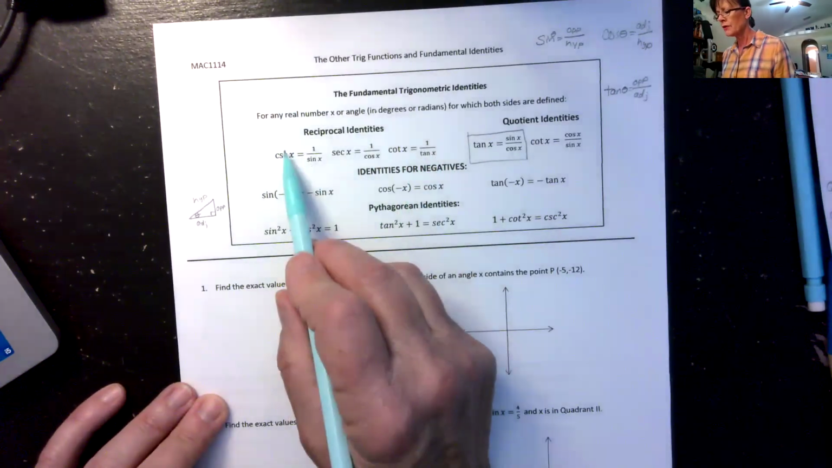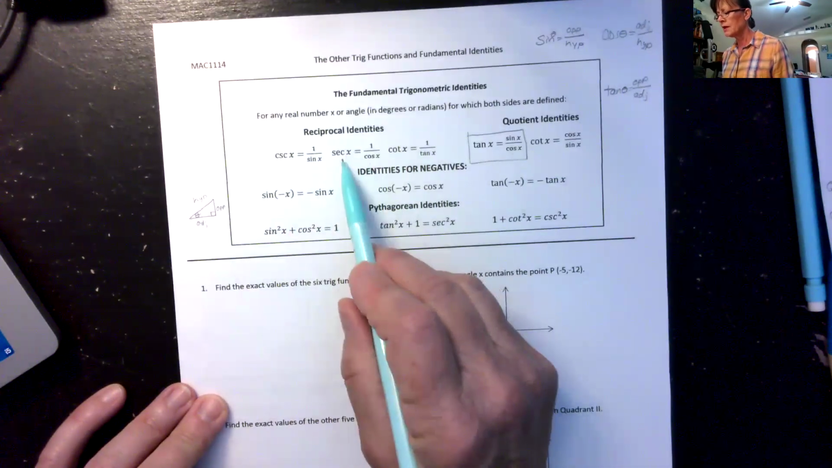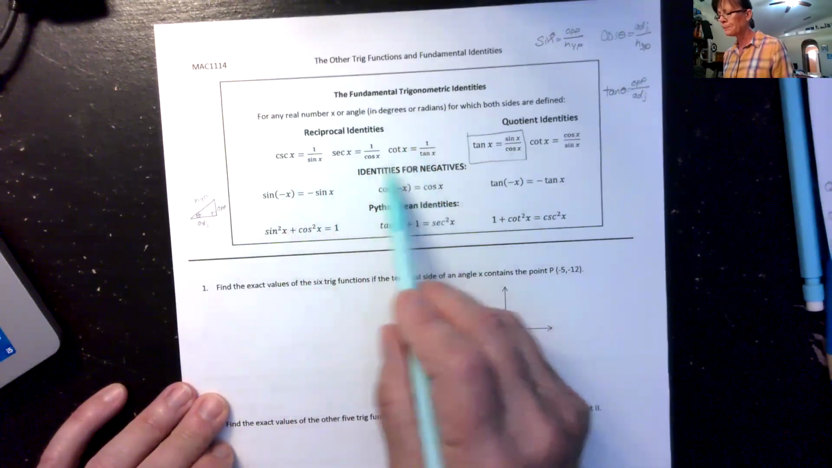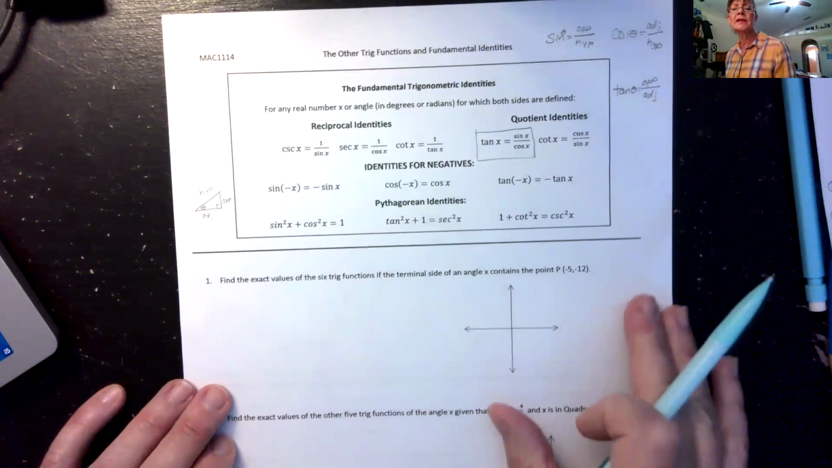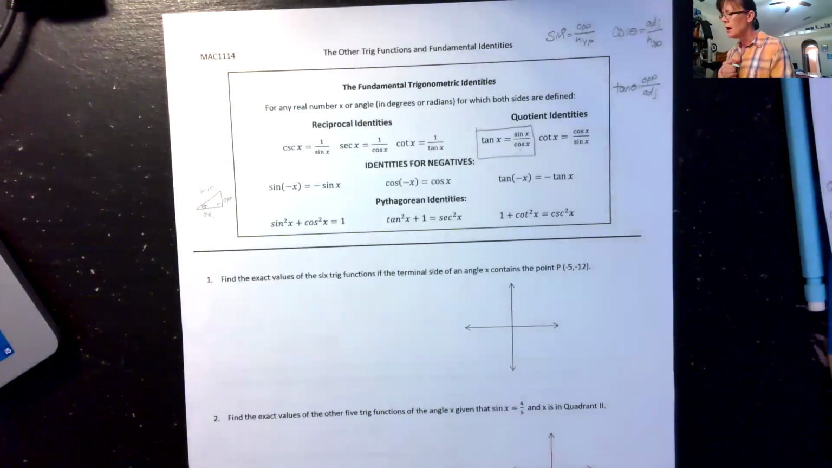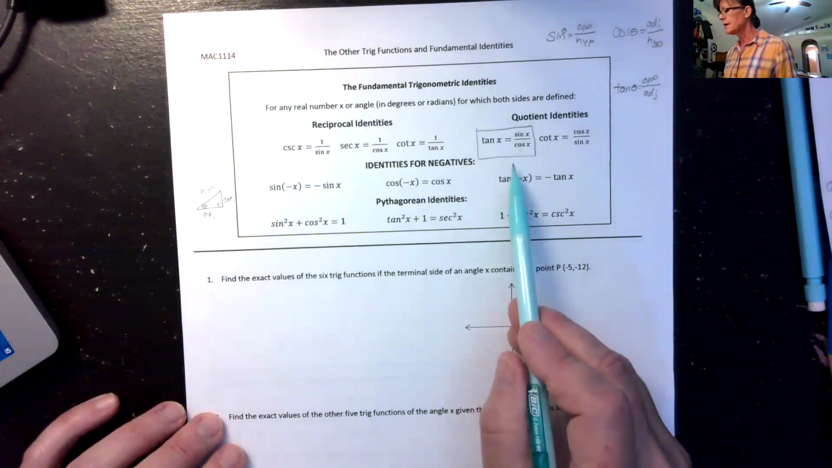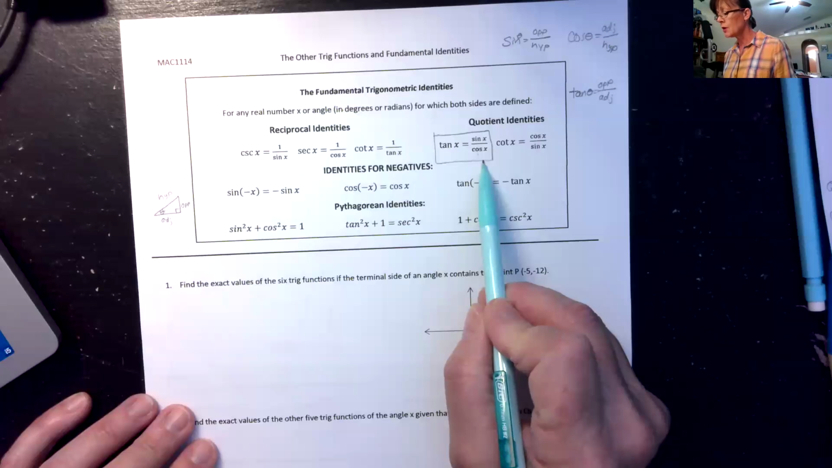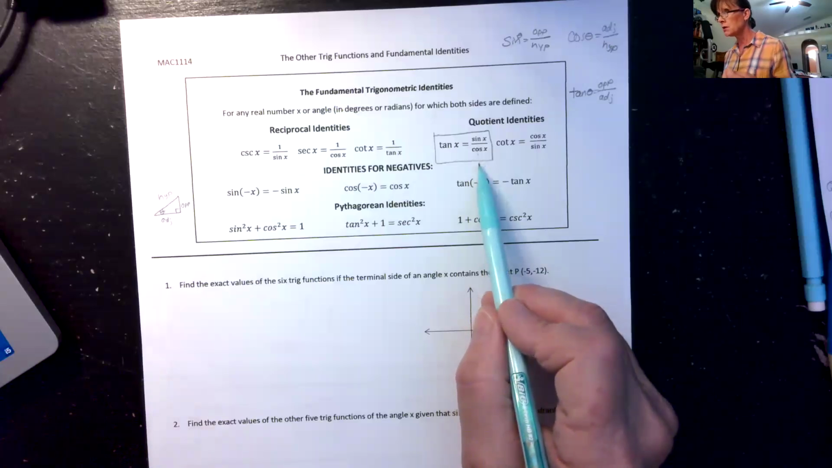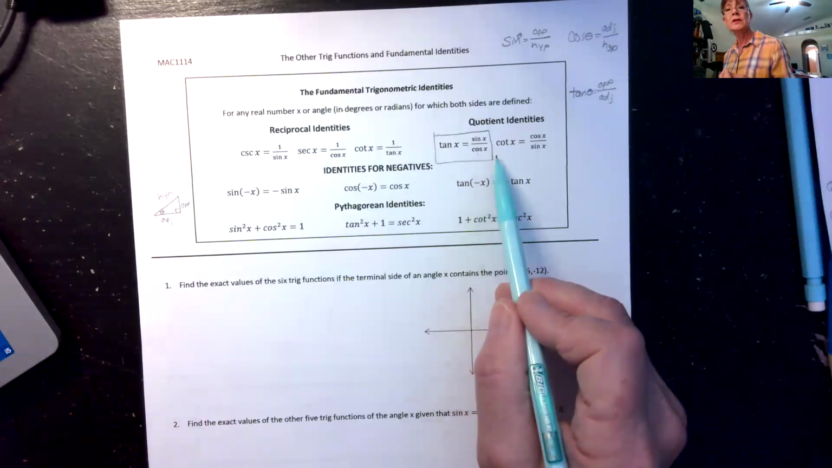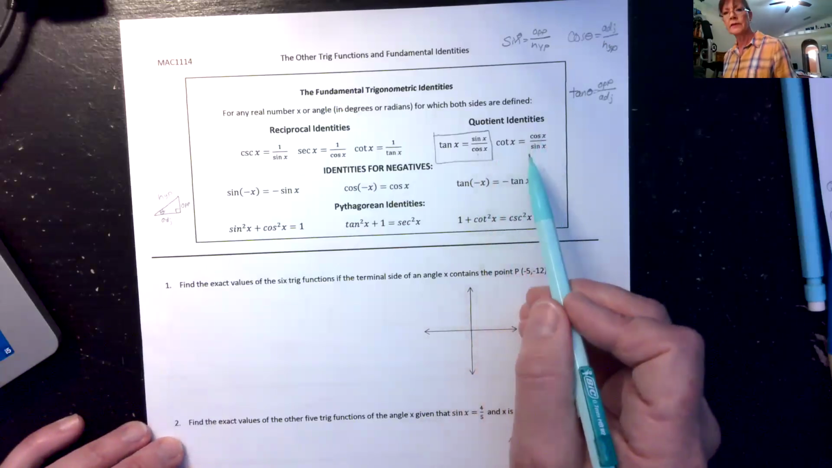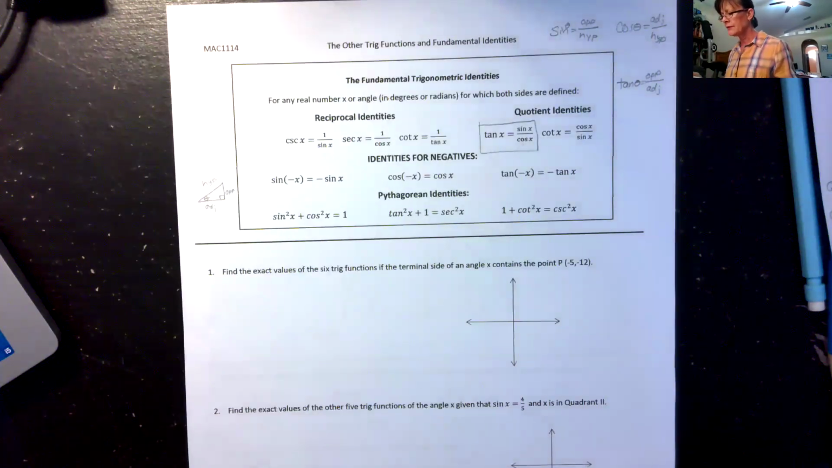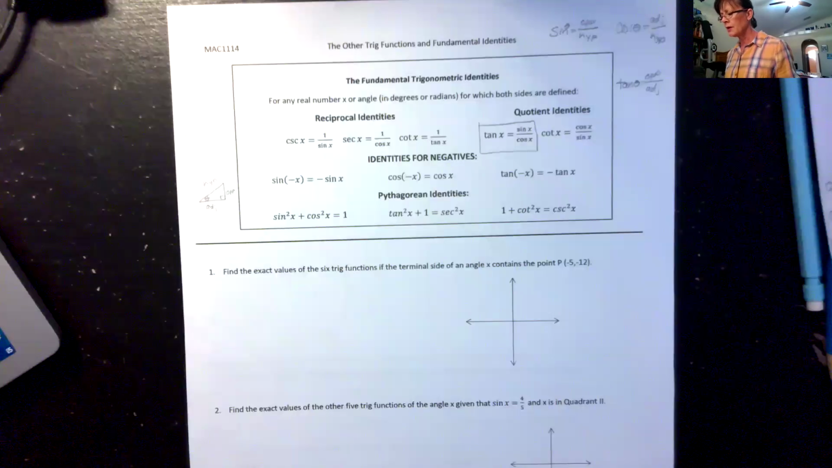Sine is equal to 1 over cosecant. Cosine is 1 over secant. Tangent is 1 over cotangent. And that is when these are defined, okay? There are times when you'll find yourself dividing by 0. That's when it's not defined. The quotient identities are where we take tangent and look at it as sine over cosine. And since cotangent is the reciprocal of tangent, cotangent can be thought of as cosine over sine. Now, there's a few more identities for us to learn. We'll come back up here and look at these two in a minute.